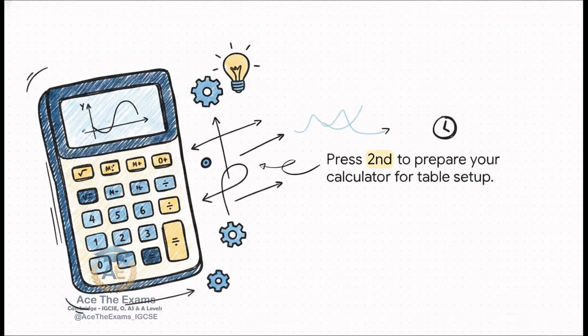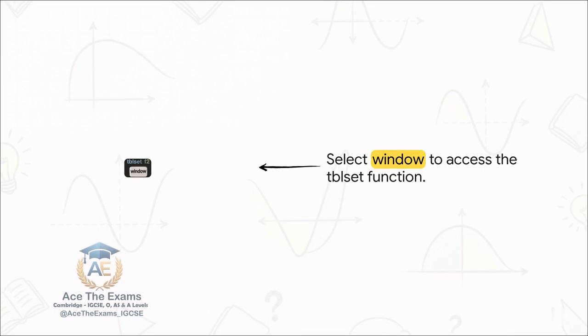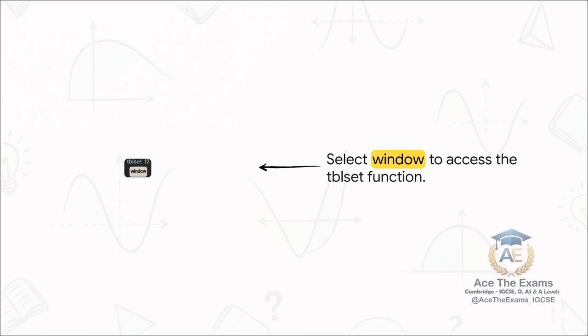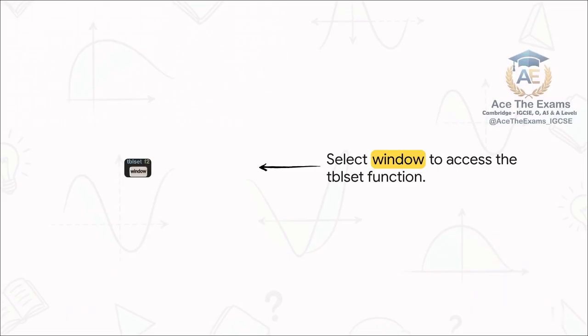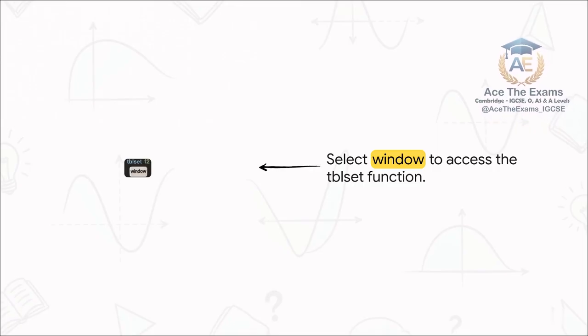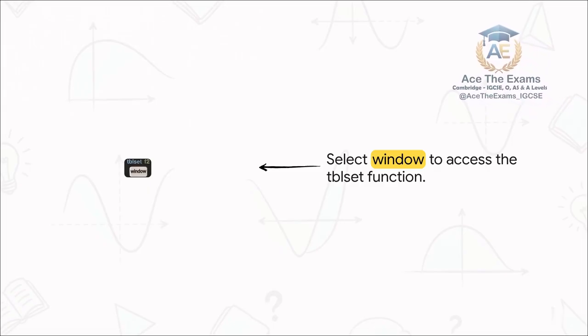So take a deep breath, deliberately press second, and let's prep to set the parameters of your investigation. Next up, immediately press the window key. Because you pressed second first, you are actually activating the TBL set or table setup function that's written right above the key. This right here is where we tell the calculator exactly what data we want to extract from the equation we just spent 5 minutes calculating by hand. You are literally taking control of the technology to verify your own brilliance.